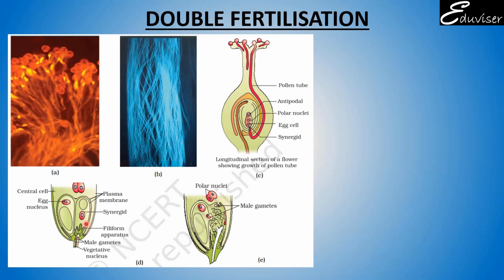One of the male gametes moves towards the egg cell, or egg nucleus, and fuses with it to form the zygote, and this process is termed syngamy. The second male gamete moves towards the polar nuclei in the central cell and fuses with them to form the primary endosperm nucleus, which is triploid. These two processes, syngamy and triple fusion, are termed double fertilization.